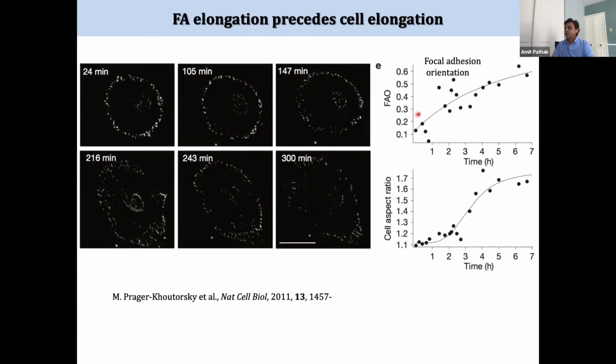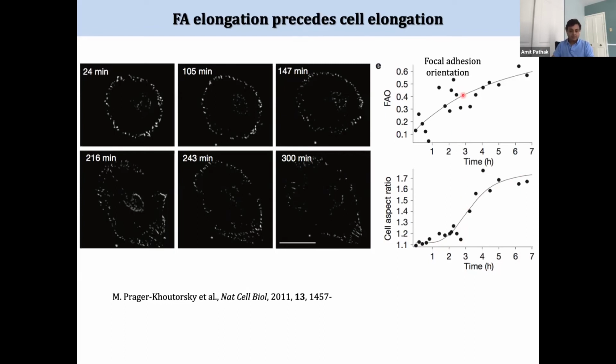So on the top panel, top right, here is the focal adhesion orientation. Within an hour or so, focal adhesions start to elongate. That's what it is showing. And they keep elongating by about 4 hours or so. They seem pretty elongated, these focal adhesions. However, if you look at the cell aspect ratio, up to about 2 hours, the cell is quite round. Lower aspect ratio means a round cell, higher aspect ratio means an elongated cell. In about 3 hours or so, even the cell hasn't responded yet. But if you look at focal adhesions, they are already quite elongated.